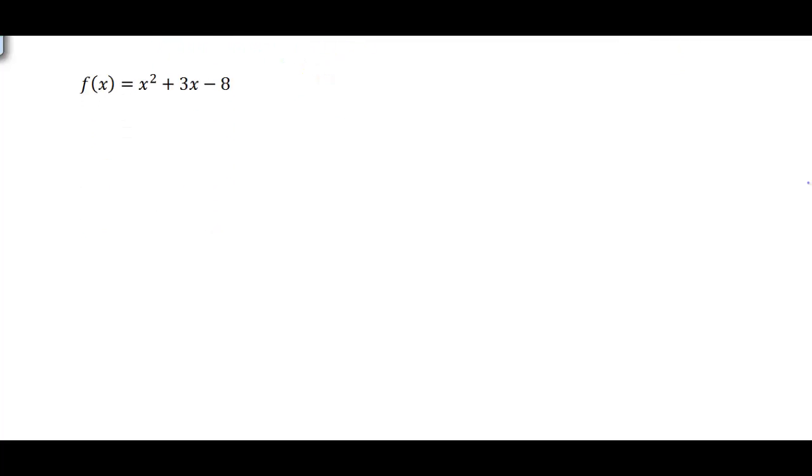So let's apply that to this example here. f of x equals x squared plus 3x minus 8. We want to use the second derivative test to identify our relative max and relative min. So first of all, we're going to take the first derivative, and we would have 2x plus 3. And we need to identify the critical point, so we're going to set this equal to 0. So 2x equals negative 3, so x equals negative 3/2. This is going to be our critical number.